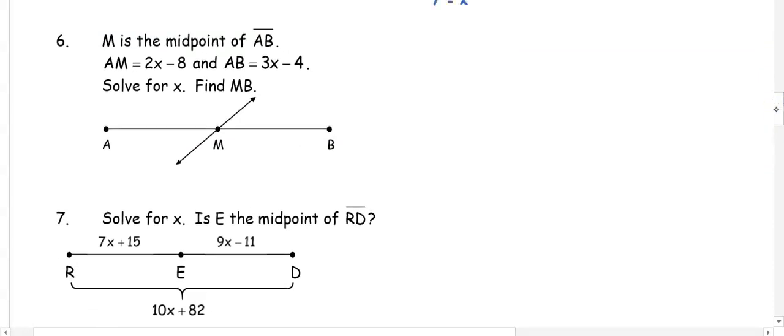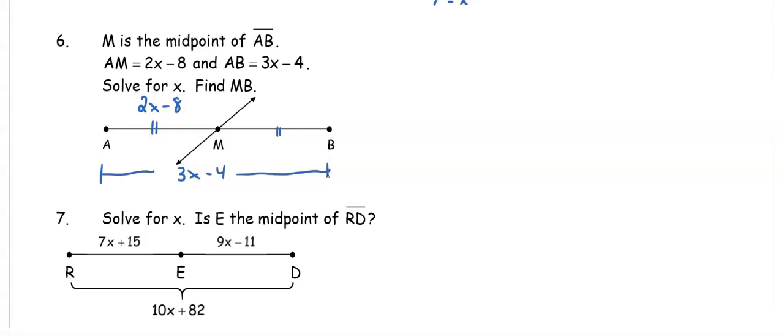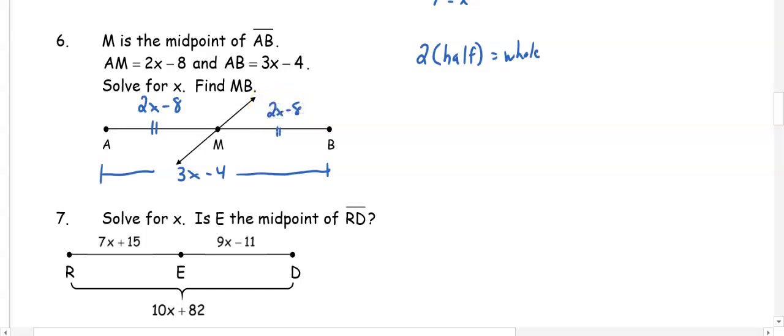In number 6, we have that M is a midpoint of AB. So we're going to mark these parts congruent. AM is 2x minus 8, and AB is 3x minus 4. So in this case, they are not equal to each other because AM is half the line and AB is the full line. So we need 2 times the half is equal to our whole segment. Because if AM is 2x minus 8, then MB is also 2x minus 8. So we need 2 of those segments. So 2 times 2x minus 8 is equal to 3x minus 4.